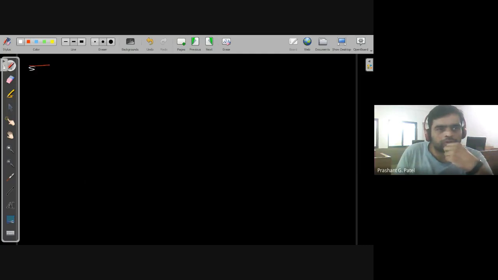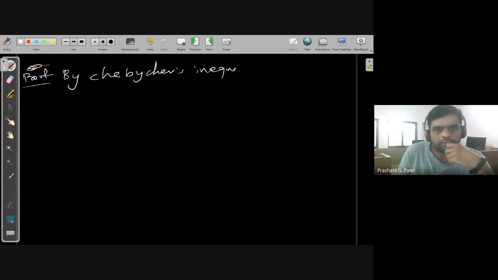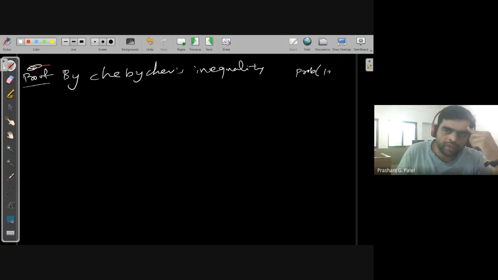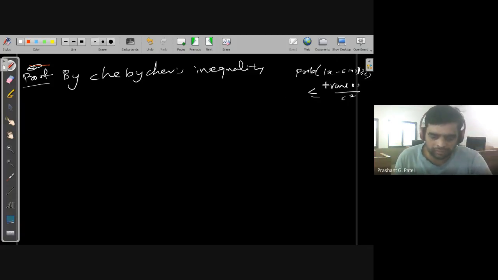So the solution or proof for this is by Chebyshev inequality. Let us recall what the Chebyshev inequality is. The probability of |x − expected value of x| greater than or equal to c is less than or equal to variance of x upon c square. That is the Chebyshev inequality.